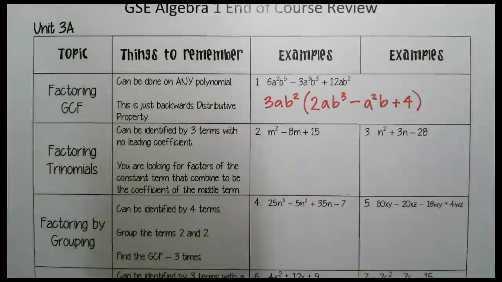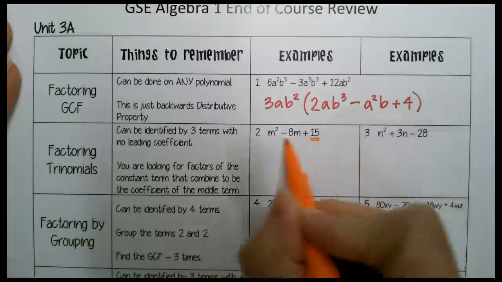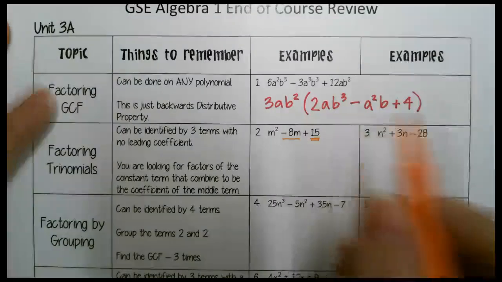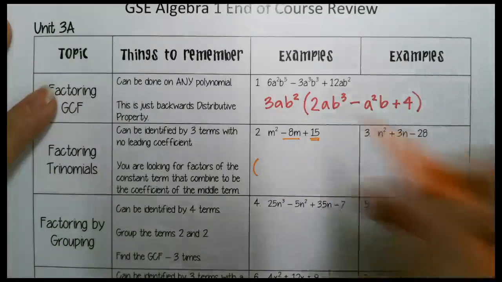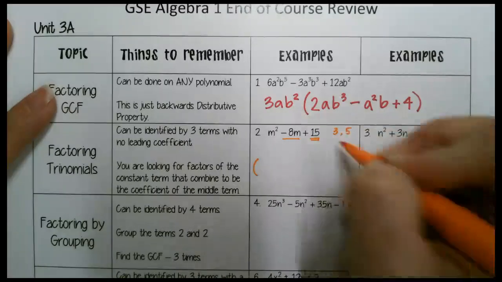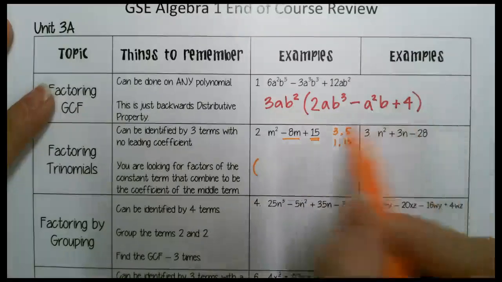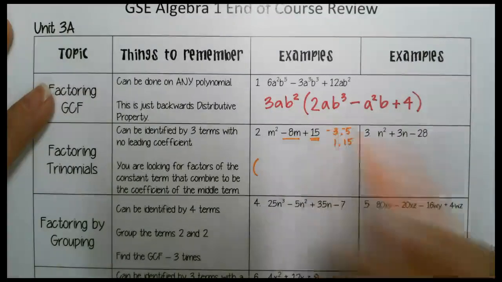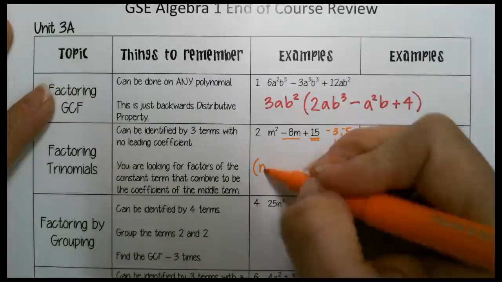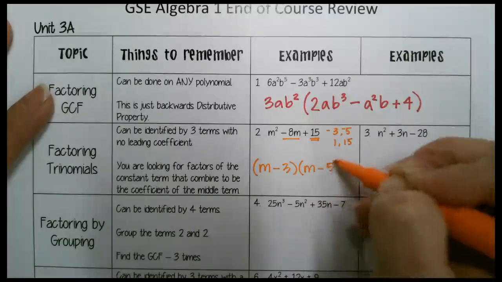All right, next up, we're going to go to looking at factoring trinomials. What we did here is we were looking for numbers that multiply to be 15 but add up to -8. If you think of numbers that would multiply to be 15, I can think of 3 and 5 or 1 and 15, but what would add up to -8 would be these two if they were both negative. So I know that this factors to be m-3 and m-5.